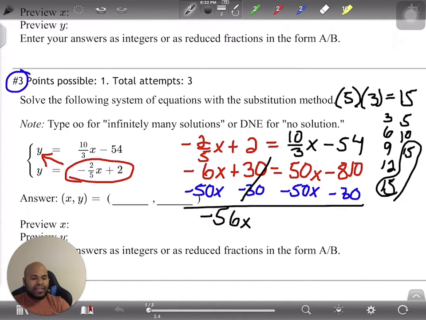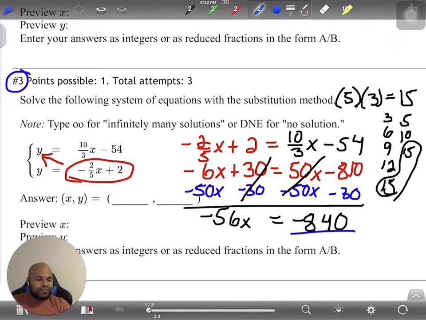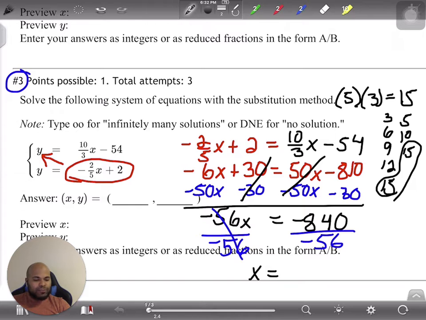56x, these cancel, equals 50 minus 50 cancels, and I get negative, so you have negative 810 minus 30, which is same sign, add and keep, so negative 840. Okay, and then I'm going to take that negative 840, and I'm going to divide it by negative 56. So I'm going to take both sides, and I'm going to divide by negative 56. What I'm doing on one side, I'm doing on the other. This will cancel, and it will give me that x equals positive 15.